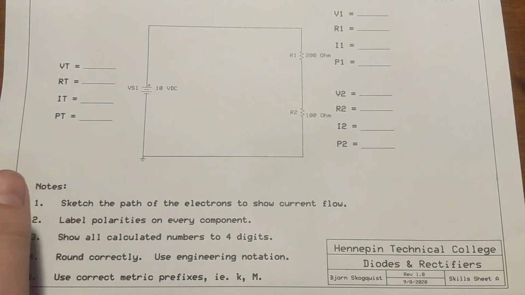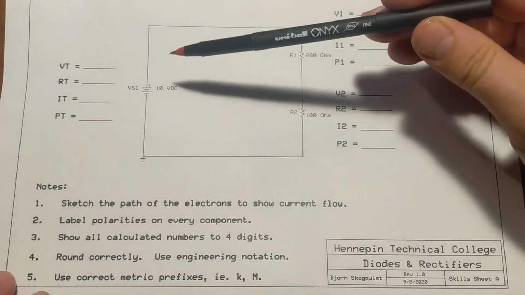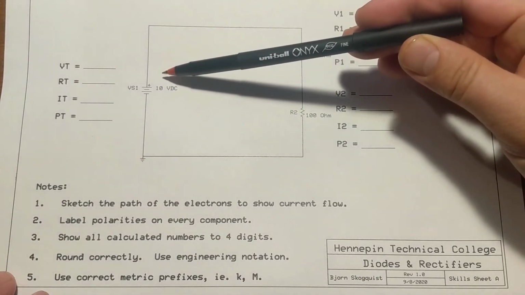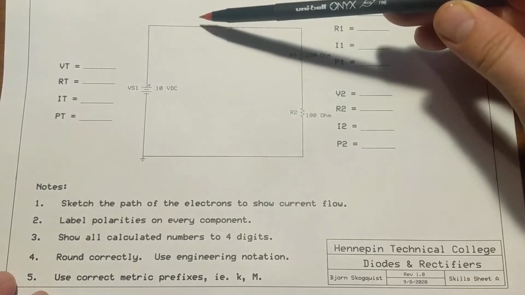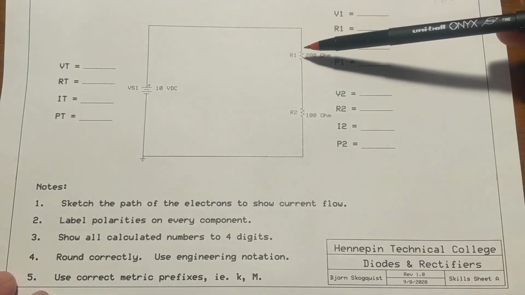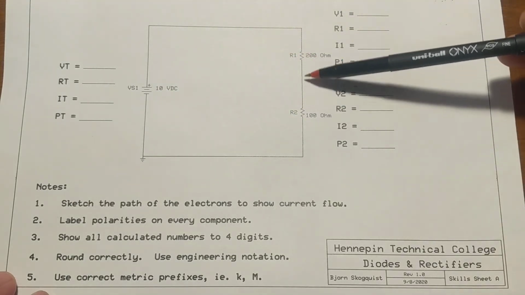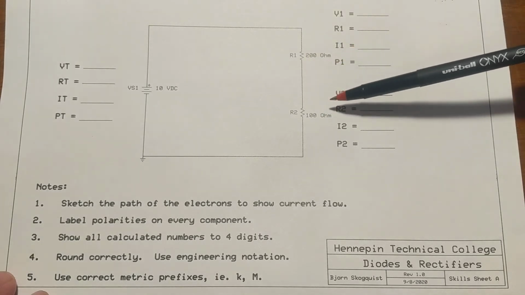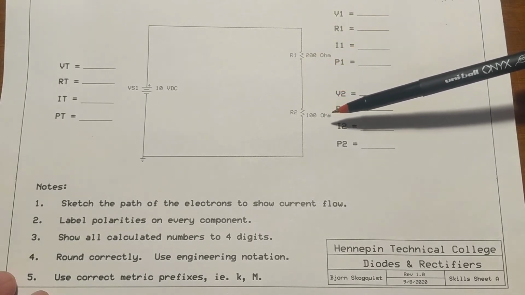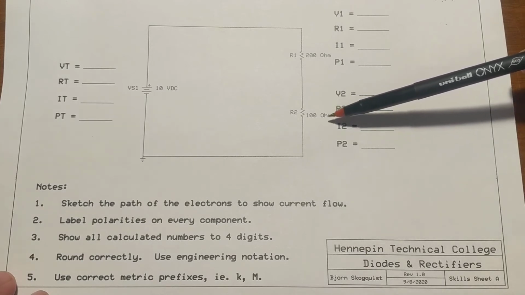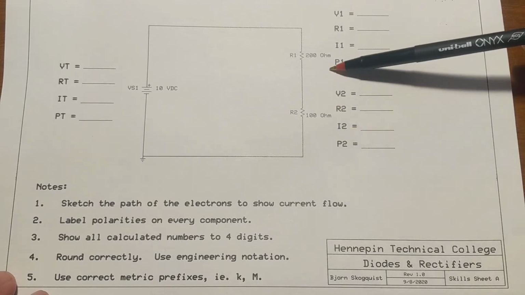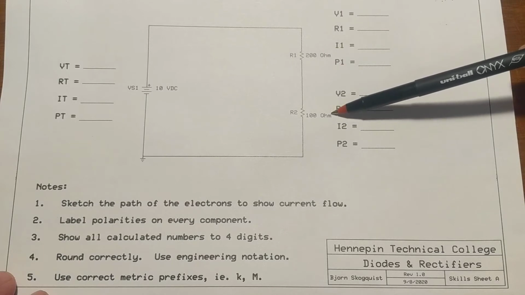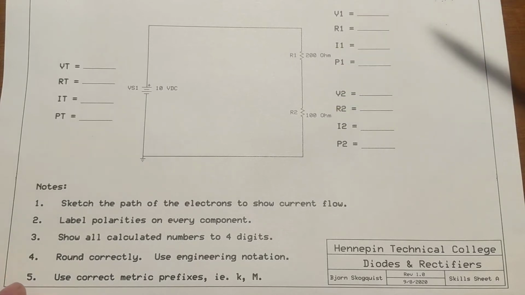So first of all, we've got a little bit of a puzzle. What do we know? We have 10 volts on a battery in our circuit. We have our wires connecting two resistors, R1 and R2. R1 is 200 ohms. R2 is 100 ohms. Alright, so what do we have?